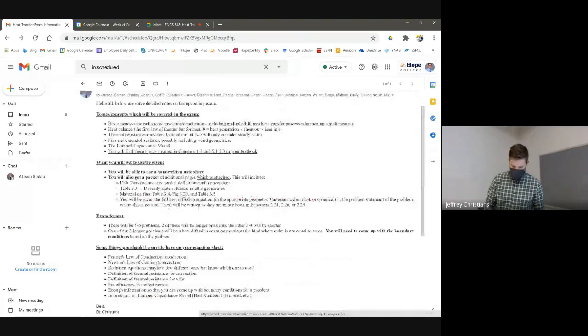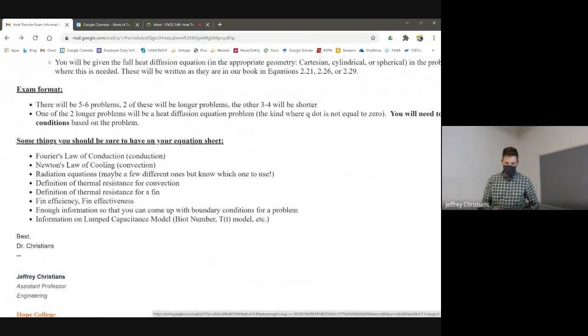The last part here, I have just some bullet points of things that I think you should have on your equation sheet, so you don't get to the exam and go, oh, garbage, I don't have that equation. And again, enough context in these equations that you know what the variables are and how to use them. So the basic laws: conduction, convection, radiation. Radiation is kind of the tricky one, because I may ask a radiation question that doesn't fit neatly into a specific box, like a predefined equation from your book. So if you write down equations, know what they are and how to use them.